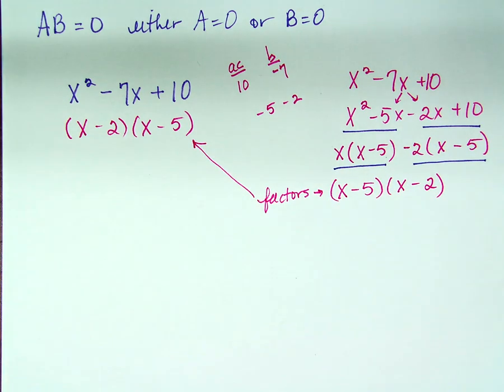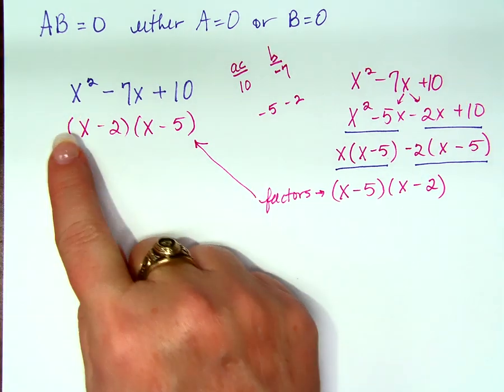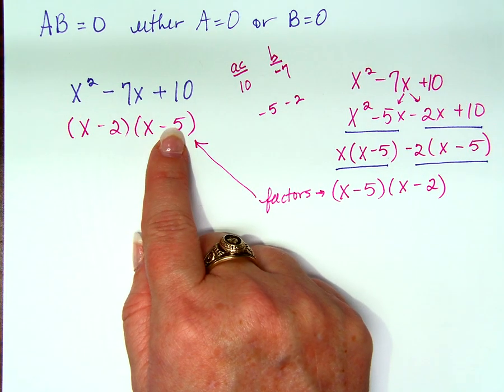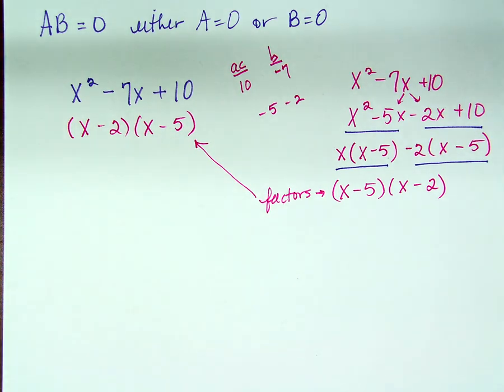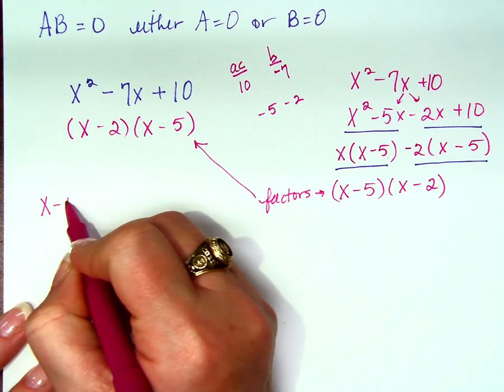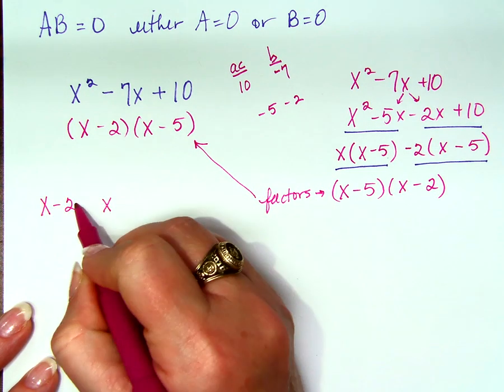If you wanted the solutions, what would you do with the factors? The shortcut would be to flip the signs. Can we always just flip the signs? If this said 2x minus 5, can I just flip the sign and say the answer is 5? I couldn't. If it's just x plus something or x minus something, yes, I can just flip the signs. But as practice, we want to take each factor and set it equal to 0.